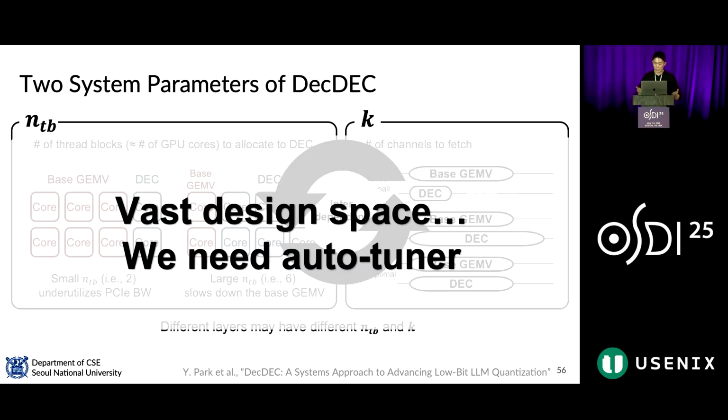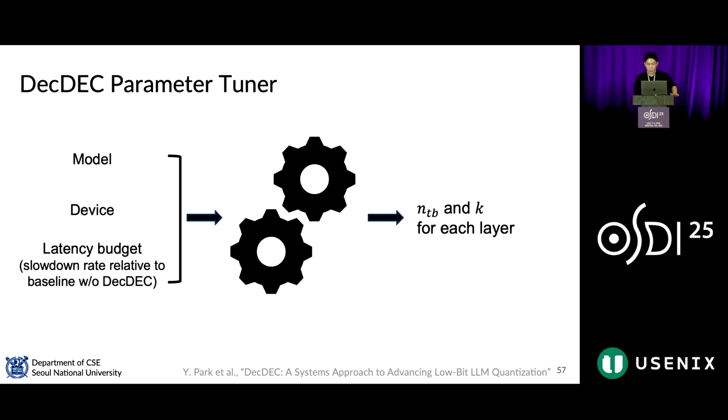As a result, the design space becomes very large and complex, so we need an auto tuner that can automatically find the right parameter settings. The tuner takes 3 inputs: the model architecture, GPU device, and the latency budget. The latency budget specifies how much slower the latency can be compared to the vanilla quantized LLM without DecDEC. Based on these inputs, the tuner outputs the NTB and K values for each layer. The tuner basically adopts a greedy search strategy with several heuristics to reduce the search space. For details, please refer to the paper.